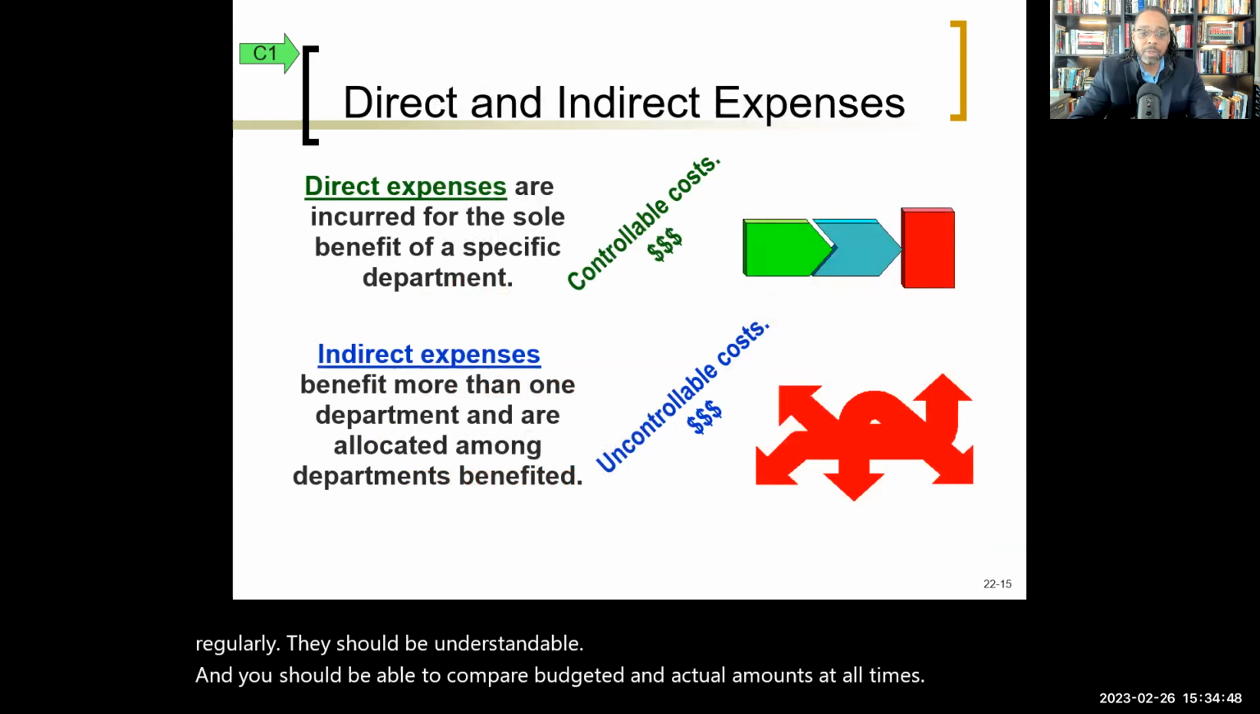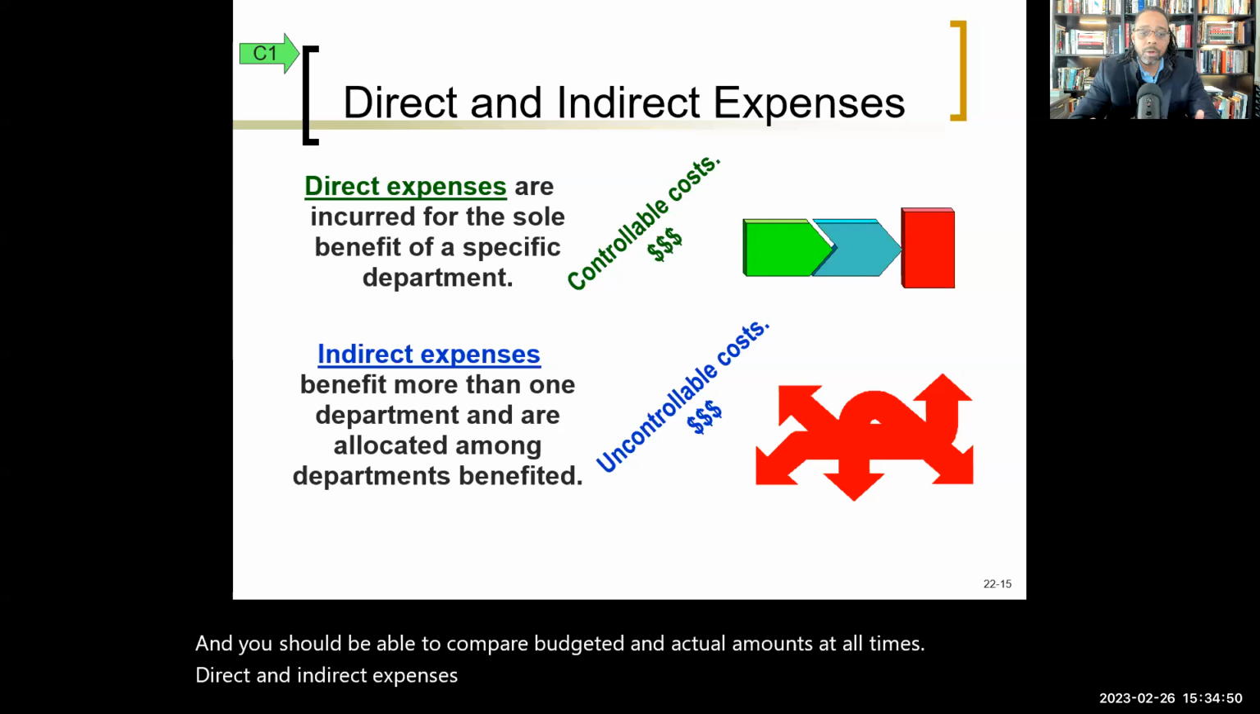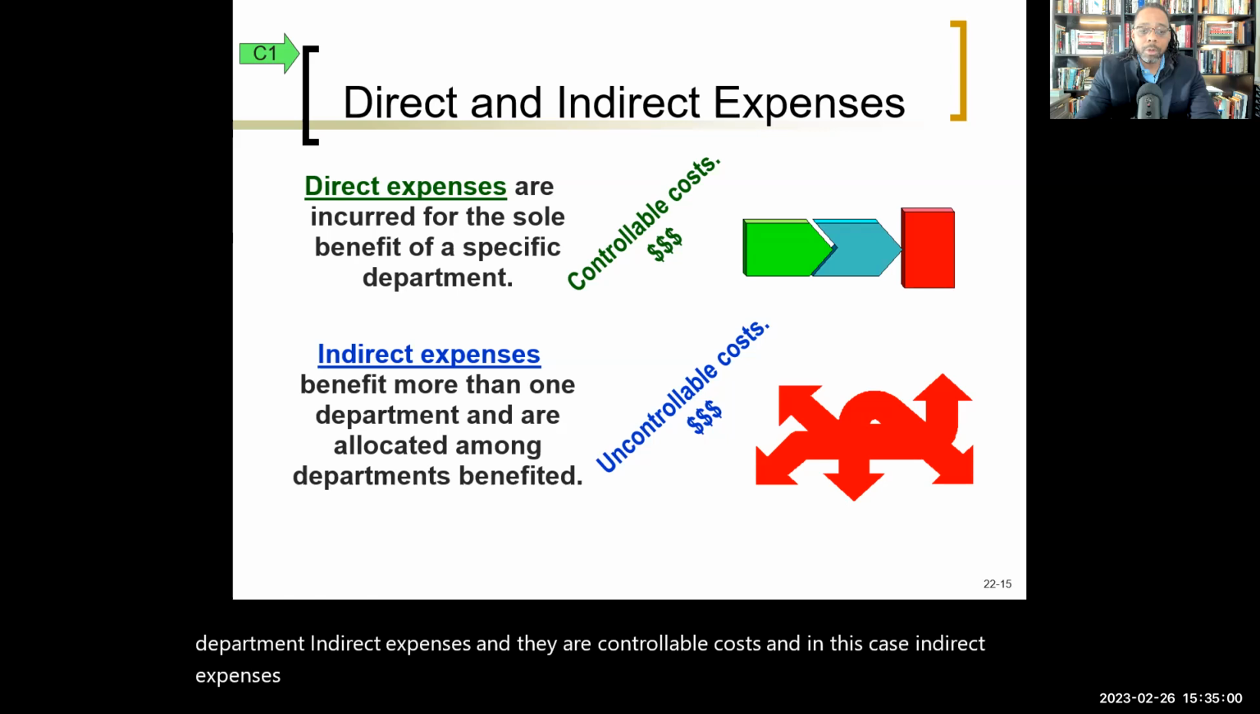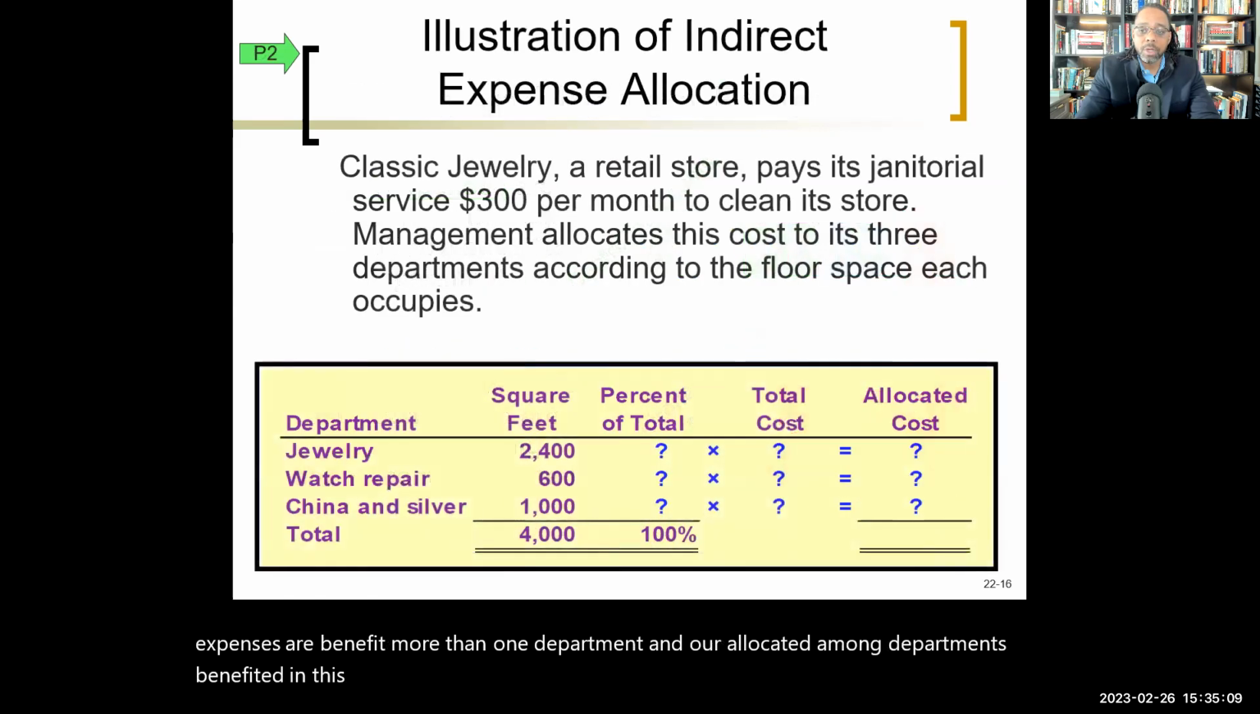Direct and indirect expenses. Direct expenses are incurred for the sole benefit of a specific department. Indirect expenses are controllable costs. In this case, indirect expenses benefit more than one department and are allocated among the departments benefiting, an uncontrollable cost. So let me give you an illustration of indirect expenses.